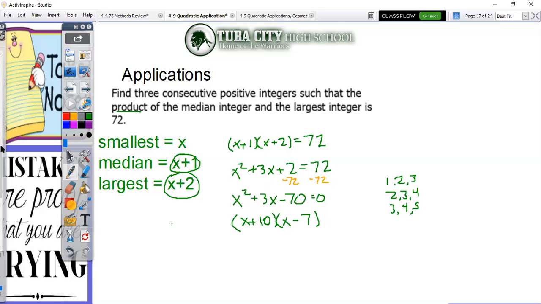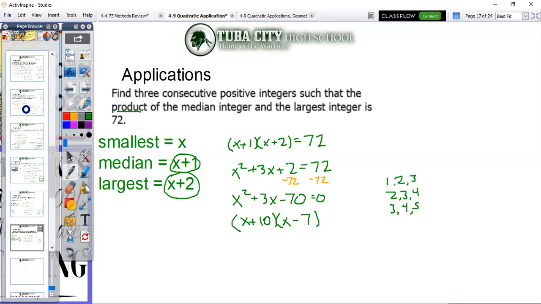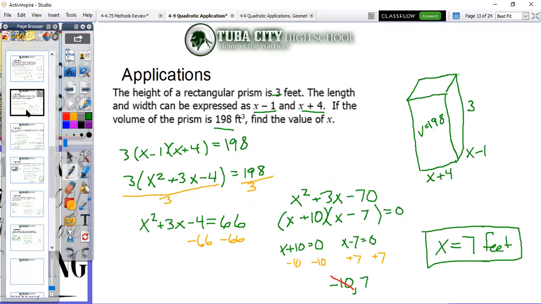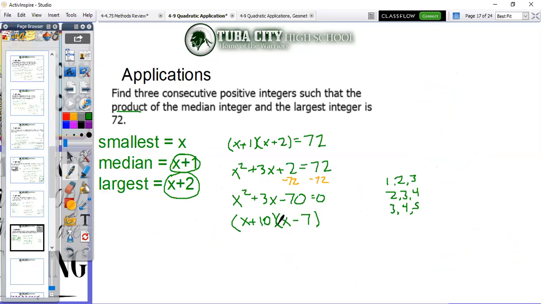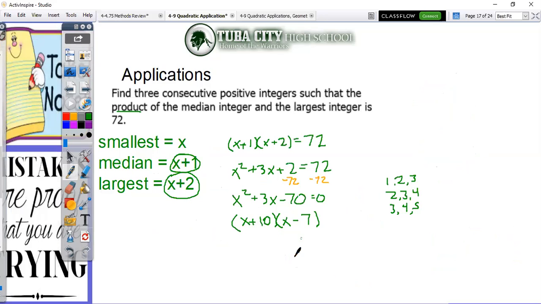And I don't know if this is exactly the same as the one we were just looking at. Oh, okay, yeah, it is exactly the same as the one we were looking at earlier. So in this case here, x is equal to negative 10 and negative 7. But again, it says positive numbers. I said positive. There we go.